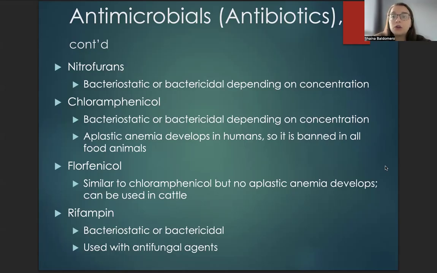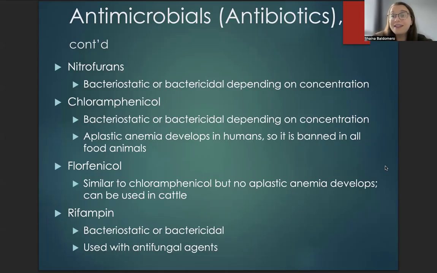So it can affect your red blood cell count, and it's banned in all food animals. So we can only use chloramphenicol in dogs, cats, and horses. We can't really use it in any of our production or livestock, and it's because of that aplastic anemia. But again, if I've got a dog or an animal that's resistant, and we can't figure out a good antibiotic that's working, this is going to be the one that I've seen veterinarians fall back on time and time again, and it always works. I have never seen chloramphenicol not get the job done.